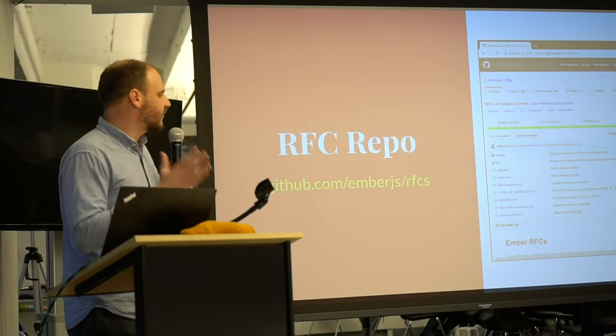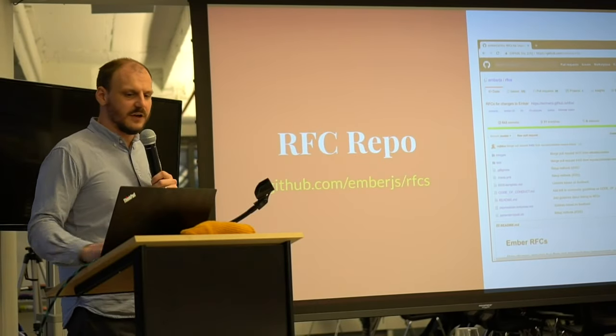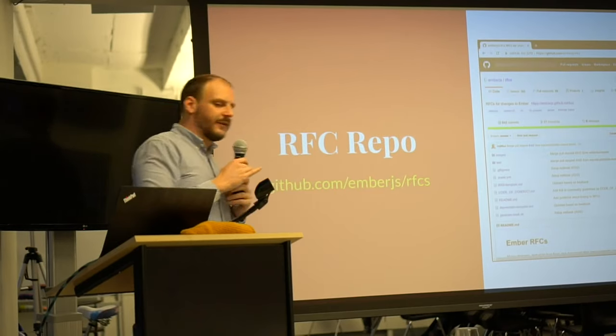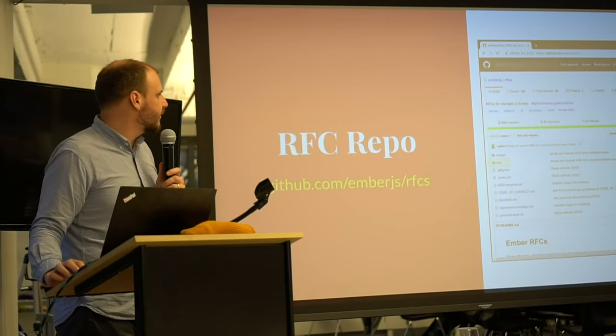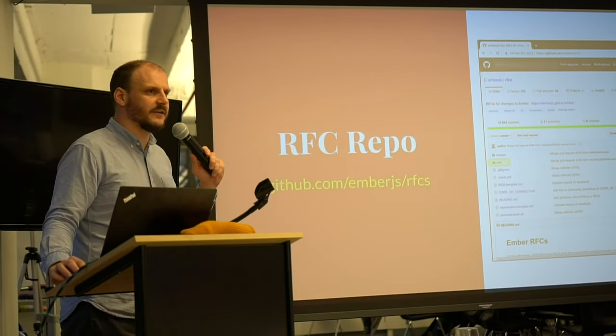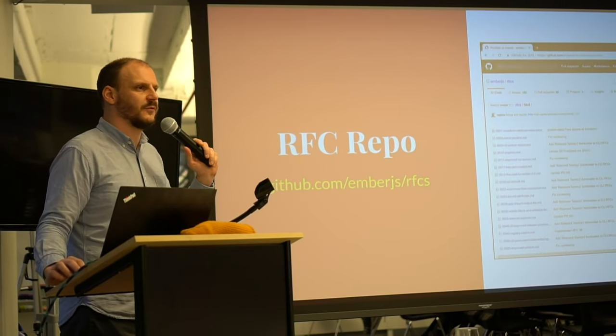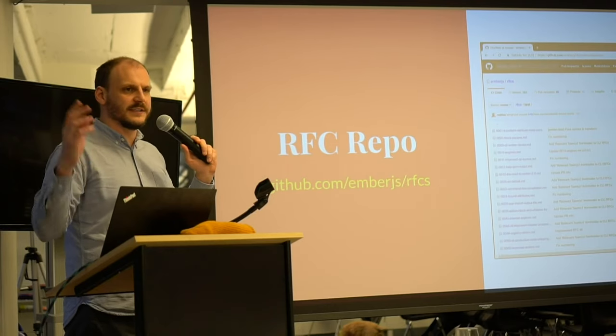So the fairly quick version here is that this is the RFC repo. You can find it at Ember.js RFCs. The important little bits to look for here are the text link right there. It is quite innocent, but the text link is what takes you to the important bit, which is all of the merged and accepted RFCs.